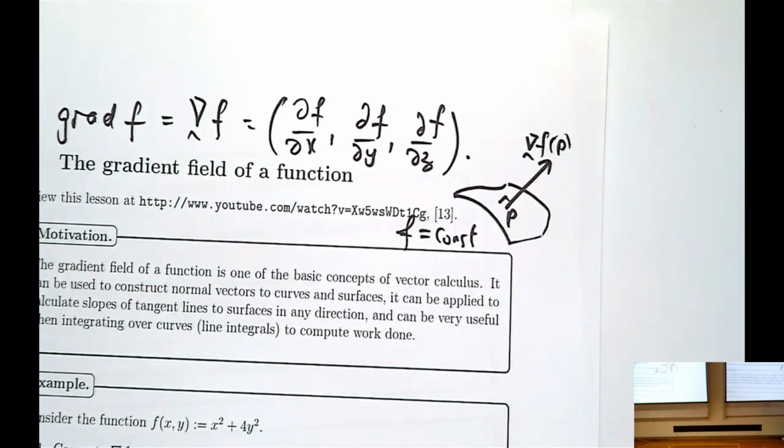And for any point P on the surface, this gradient vector is normal to the surface, okay? So why would you want to know that? Well, it will come in useful.